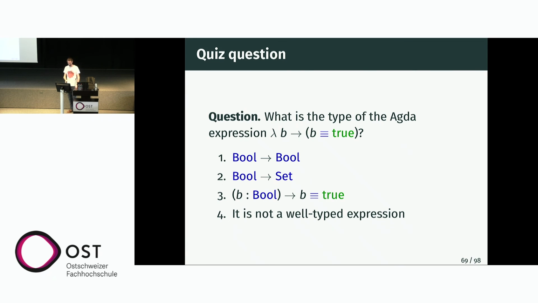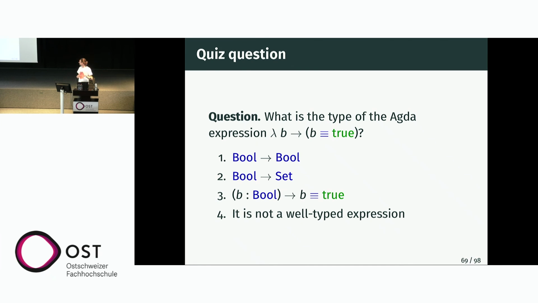One more question. This is the one that tricks up most of my students, so let's see if you really are smarter than my students. There's this expression, lambda b to b equals true, and the question is, what is the type of this expression? Who thinks it's a function from Bool to Bool? Who thinks it's a function from Bool to Set? Quite a few people. Who thinks it's a function taking a b of type Bool and returning a proof of b equals true? Also a few people. And who thinks it's not a well-typed expression?